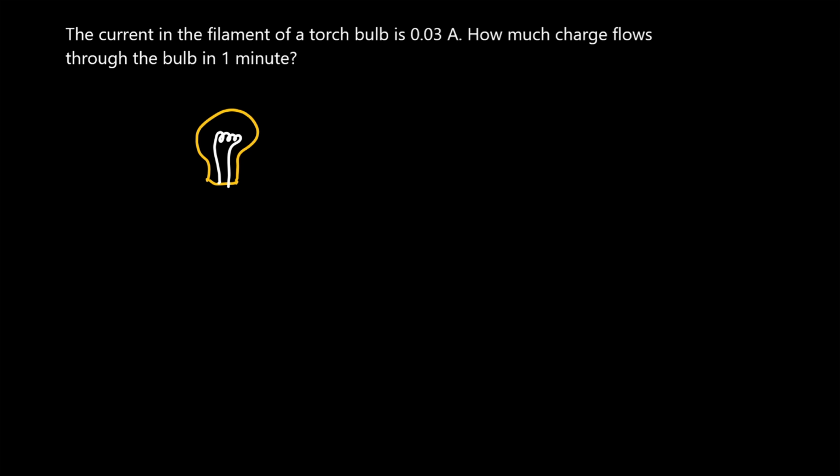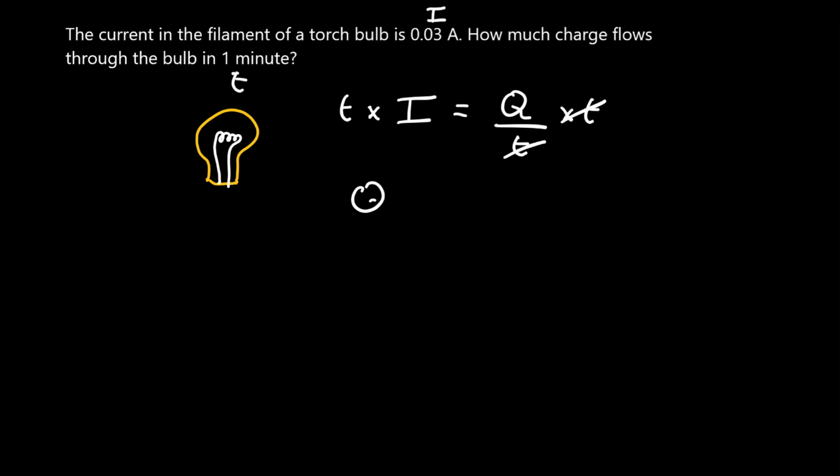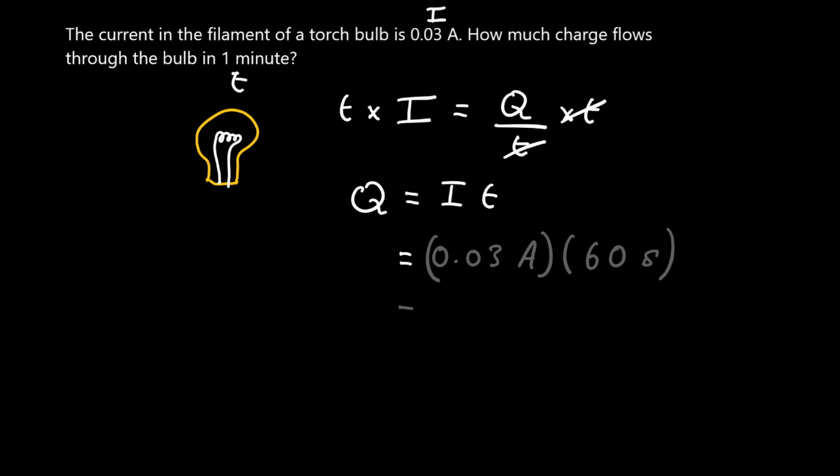So we already know that the current is equal to the charge over time. And we can rearrange this equation to make the charge the subject of the formula. And we do this by multiplying both sides by time. And time cancels out on the right-hand side of the equation and gets added to the left-hand side. So when we plug in the current and the time in seconds, we get a total charge of 1.8 coulombs.